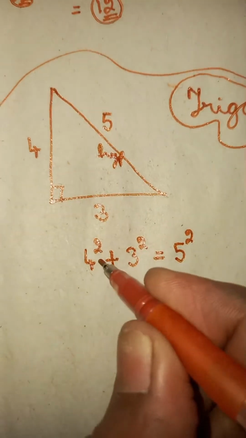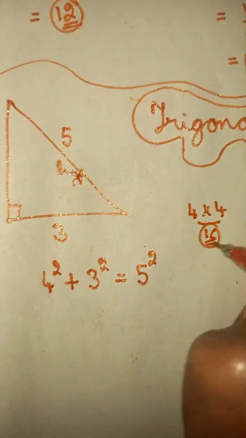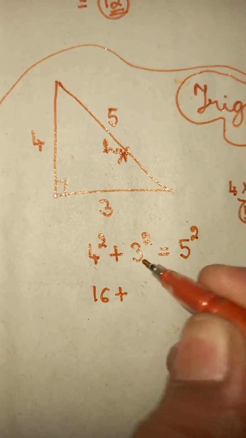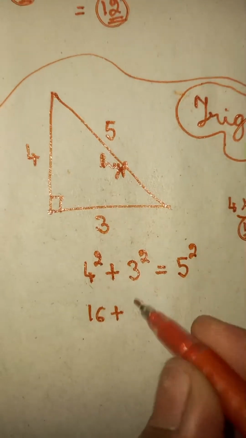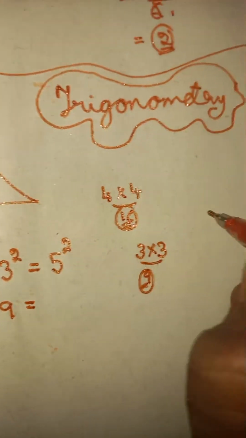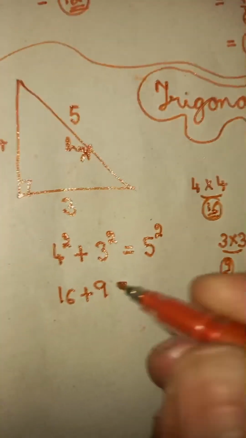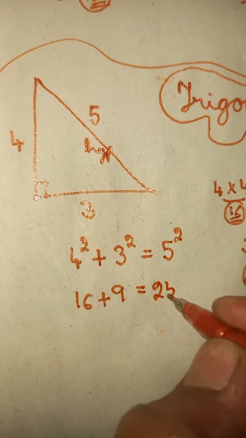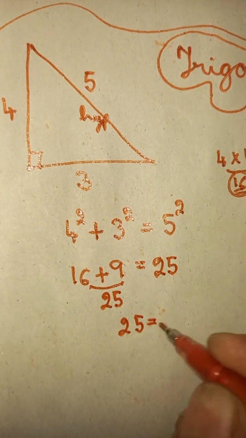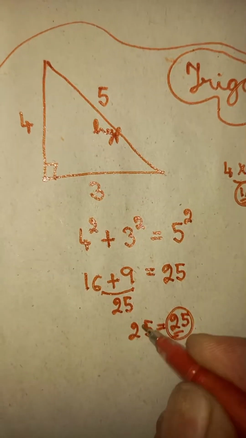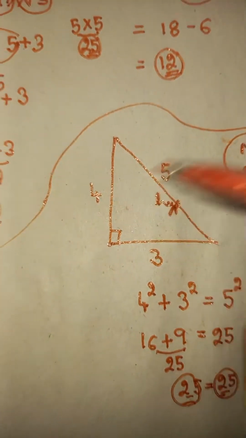You can find it out. 4 squared means 4 times 4, which is 16. So 16 plus 3 squared, which means 3 times 3, which is 9. And this 5 squared means 5 times 5, which becomes 25. So 16 plus 9 is 25. So this 25 equals 25. So the hypotenuse squared is equal to the sum of these two sides squared.